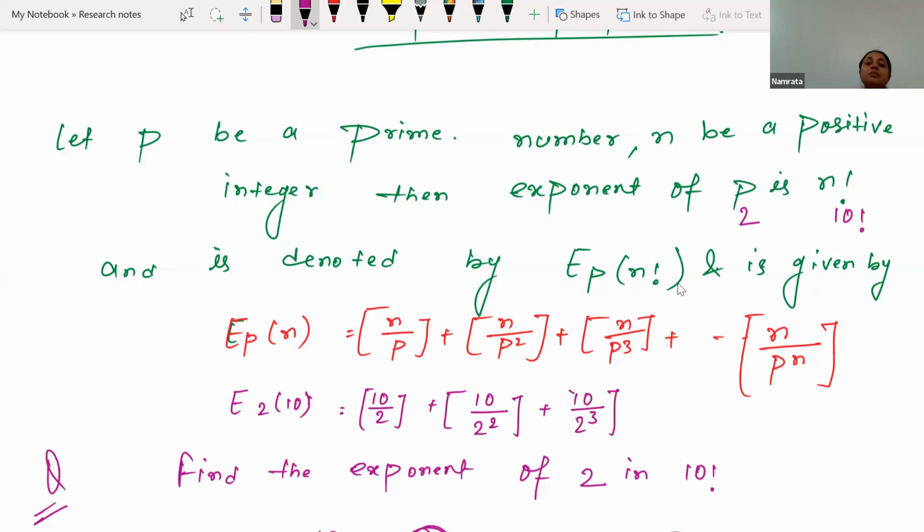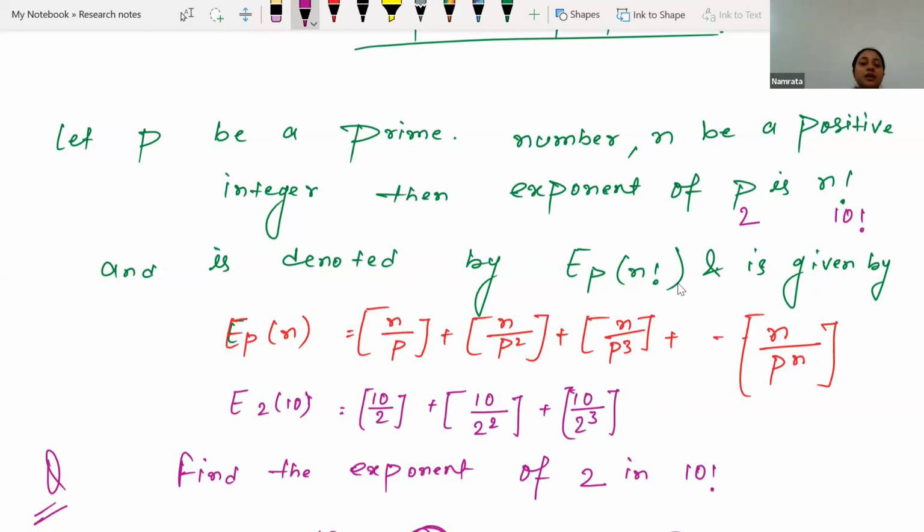Till what point will we take the denominator? Till the denominator is able to divide the numerator. So 10 by 2, 2 can divide 10. 10 by 2 square, 4 can also divide 10. Right, Lena? Yes, ma'am. 10 by 2 cube means 10 by 8, yes, it is divisible.